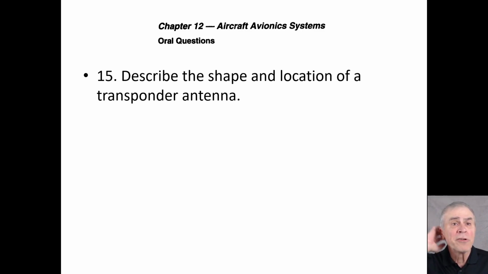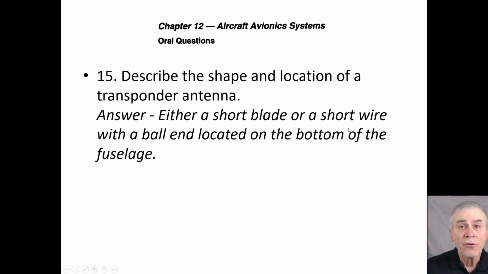Describe the shape and location of a transponder antenna. You just saw me turn them upside down. So where's the location? On the bottom of the aircraft, the bottom of the fuselage, center line. The shape, most of them were the little blade type, but I did see a little ball and post. Okay, see what the real answer is. Either a short blade or a short wire and a ball end located on the bottom of the fuselage.